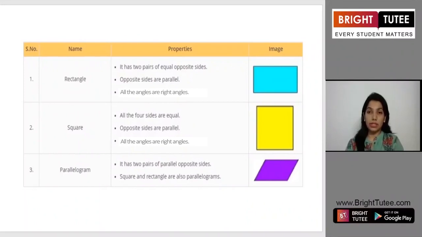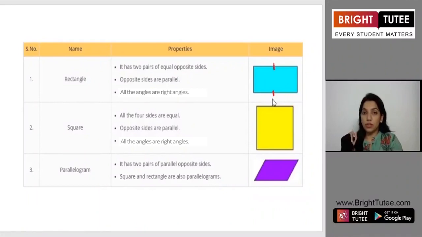Starting with the rectangle, look at this image here. It is a rectangle which is shown in green. So here we are starting with the first point. It says it has two pairs of equal opposite sides. Look at the sides of this given rectangle carefully. Do you notice that this side and this side are both equal to each other?